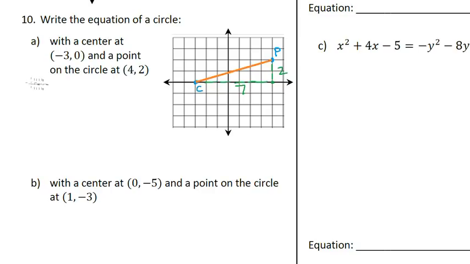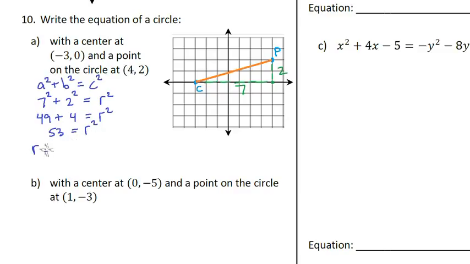Let's go ahead and write Pythagorean theorem. A squared plus b squared equals c squared. I'll pick the 7 as my first leg. The 2 is my second leg. And then I know that the hypotenuse, which is my c value, is going to be my radius. This is 49 plus 4 equals r squared. That means 53 equals r squared. And if r squared is 53, then r is equal to the square root of 53.